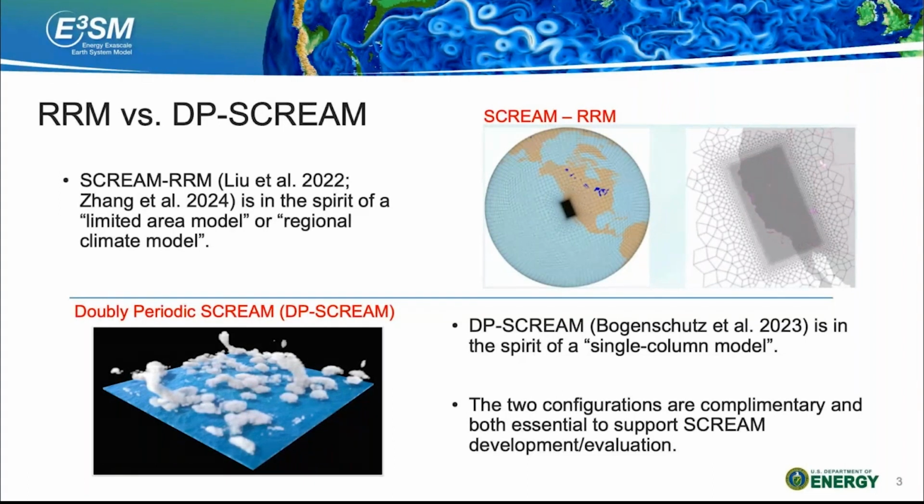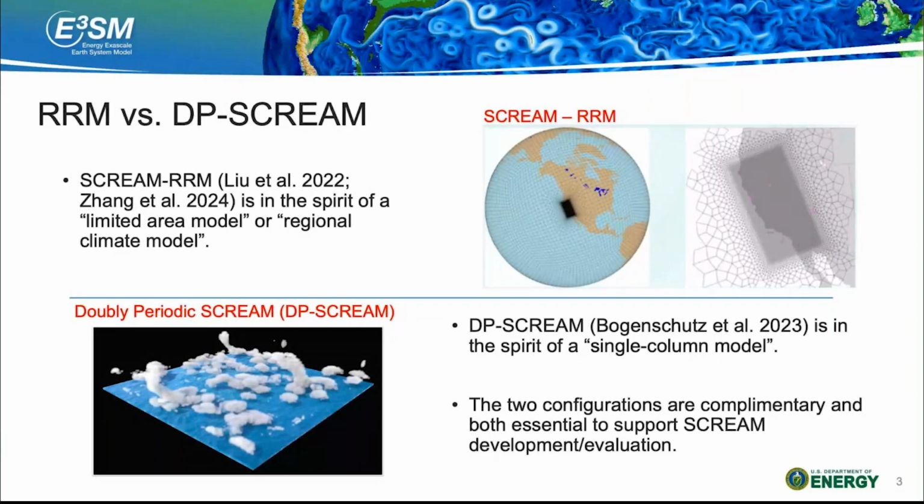The configuration I will talk about first is one which I developed myself with significant and crucial contributions from Chris Eldred at Sandia, known as Doubly-Periodic Scream, or DP Scream. DP Scream represents a three-dimensional cloud-resolving model on a planar grid, and you can think of DP Scream as serving the role that a single column model would play in a GCM that is used to study the model at the process level.